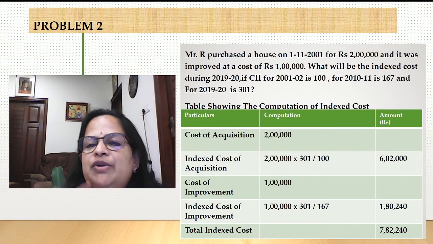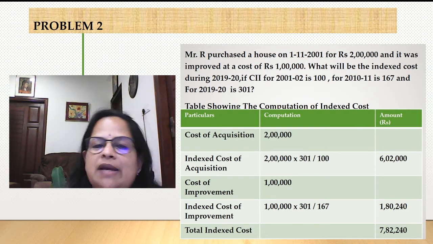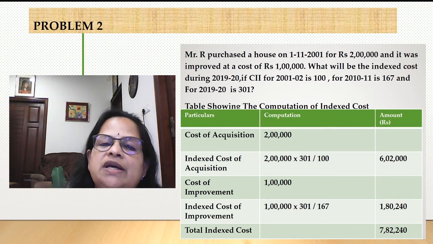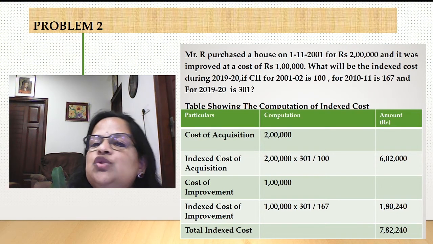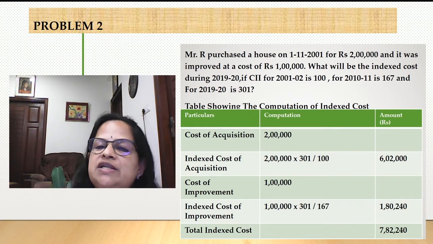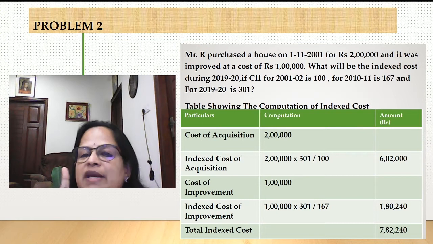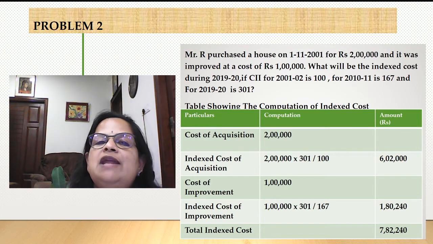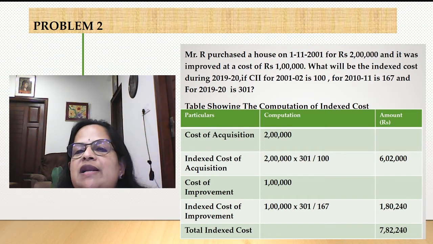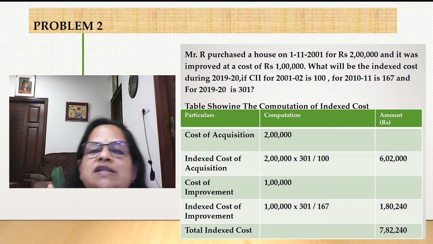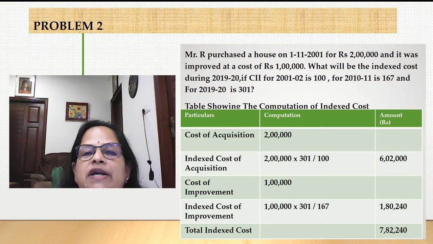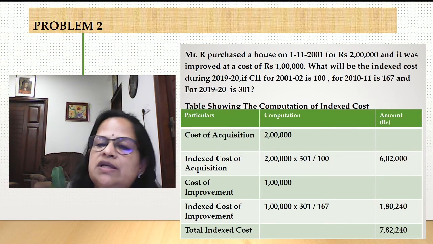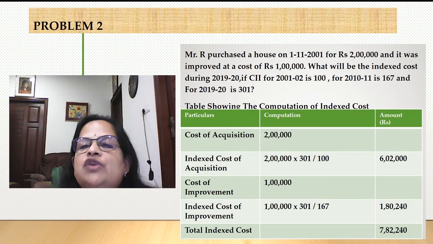Now, the table showing the computation of index cost. Cost of acquisition is 2 lakh. Index cost of acquisition we have to calculate: this is 2 lakh into 301 divided by 100, because the year is 2001 and the index is 100. So you are getting 6 lakh 2,000. Cost of improvement, they had spent 1 lakh. The index is 167, meaning in 2010-11 he renovated it, and that is why we are using 167. So that gives 1,80,240. So total index cost is 7,82,240.